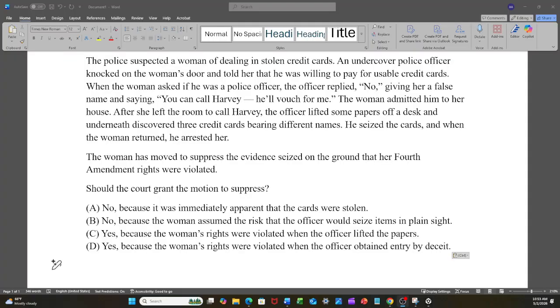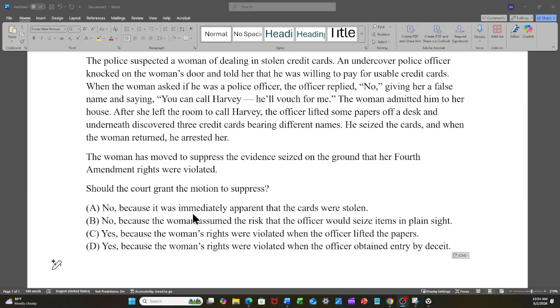As usual, I like to start by reading the call to question. Should the court grant the motion to suppress? Obviously, the woman moved to suppress evidence seized. I know it's a yes or no question. I know right away I'm in criminal law because it's talking about evidence seized. It could be an evidence question, but they're asking, should the court grant the motion? So typically this would be more of a criminal law question.